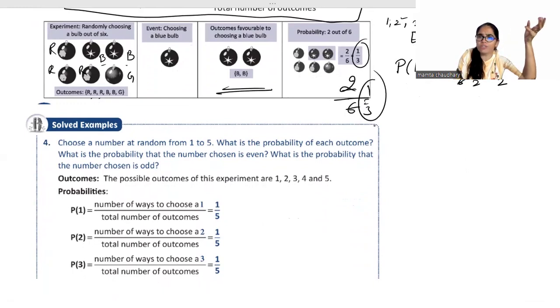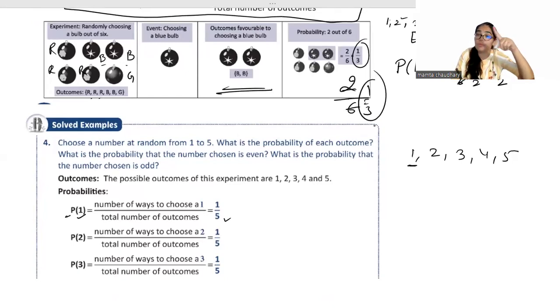What is the probability of each outcome? Now see, if we are choosing a number from 1 to 5, the total number of outcomes is 1, 2, 3, 4, and 5. There are total 5 outcomes. Now the event is the probability of each outcome. I'm choosing 1. How many times is 1 coming? 1 time only. So the probability of coming 1 is 1 by 5.